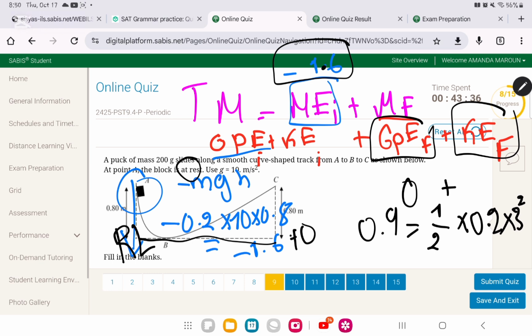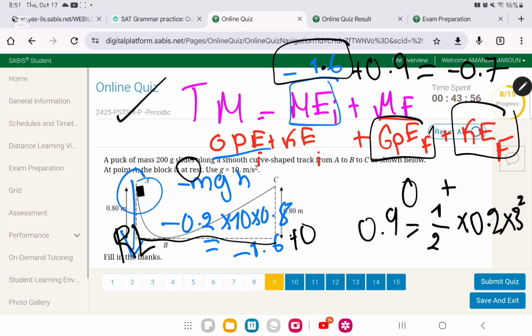So now it's minus 1.6 plus 0.9. Very logically, way simpler and more logical. And then we will get the answer, which is minus 0.7. So you can do it this way, correct?